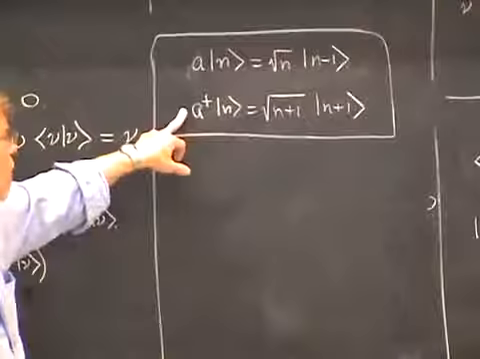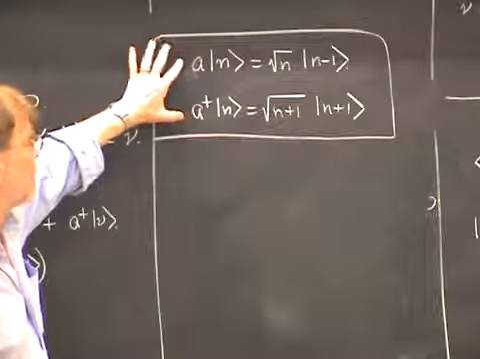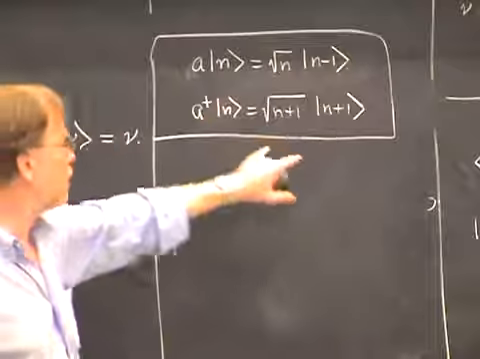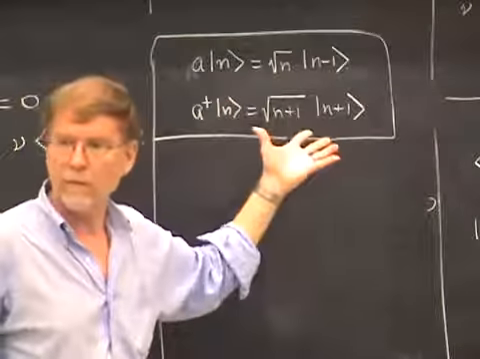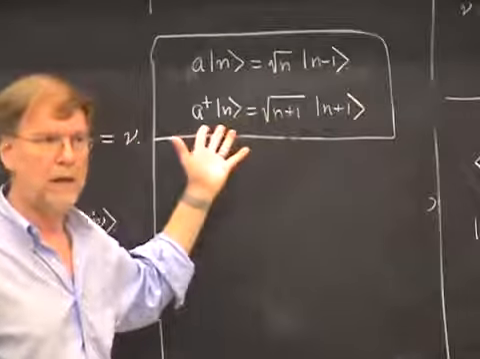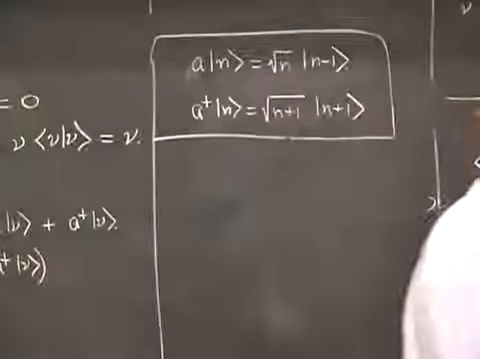The effect of these phase conventions is to make the matrix elements of the raising and lowering operators in the energy eigenbasis real. And that's the most convenient choice for dealing with a harmonic oscillator. Okay, that's all.